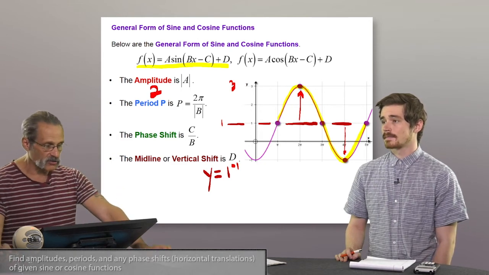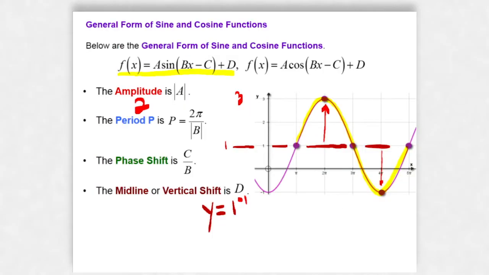As far as the period is concerned, this is the shortest horizontal distance where the graph repeats itself. So when I check out the period, it's going to go from pi all the way out to what? To 5 pi. So the shortest distance where the graph repeats itself would be what? It would be 4 pi.